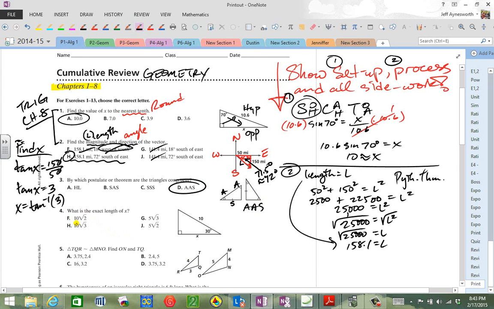Number 4, what's the exact length of x? Exact length. This is a 30, 60, 90 triangle, so no trig, right? No trig, no calc. Okay, that means exact answer. That's what that means. All right, so to go from here to here, you divide by 2, so this is 5. To go from here to here, you multiply by rad 3, so this is 5 rad 3.